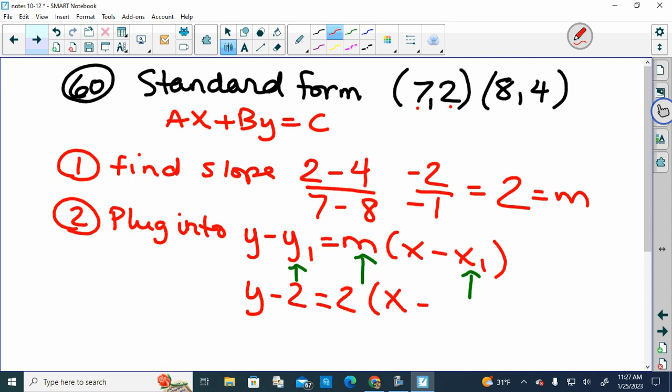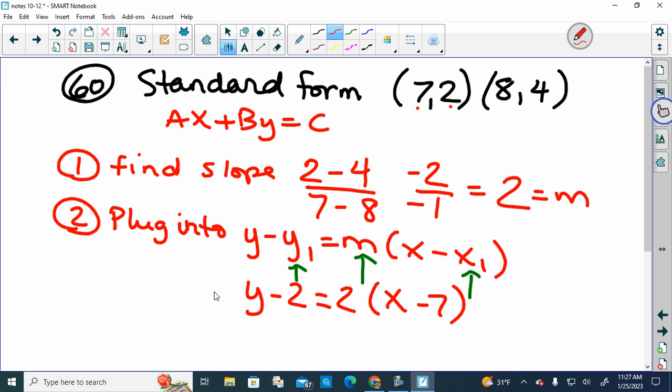And then x minus x1. What was the first x they gave me? What did you say? 7. Okay, are we good up to there, where all those numbers came from? Okay, so now we just need to simplify and distribute.